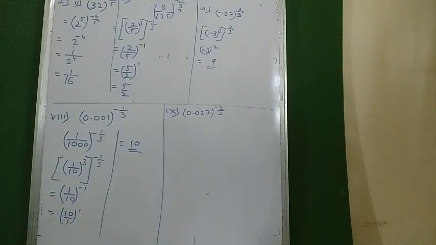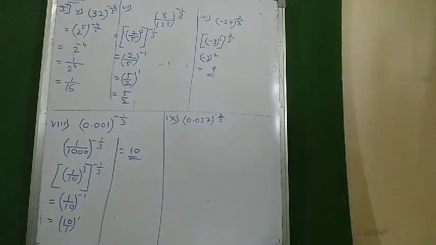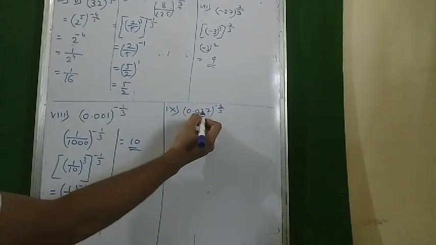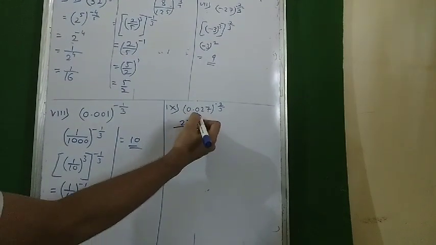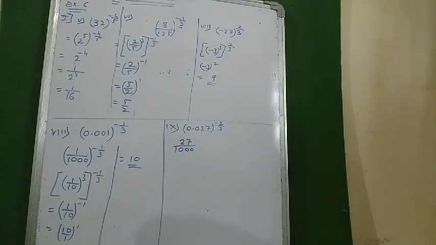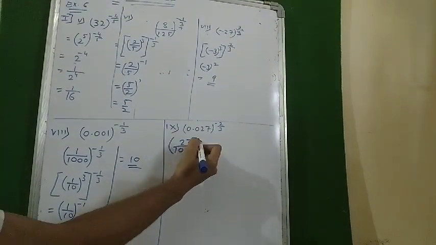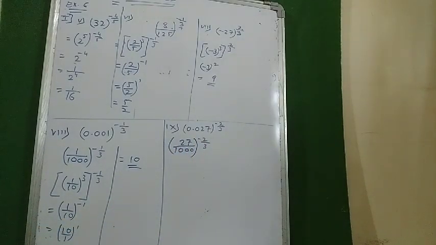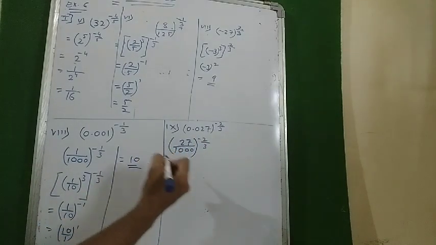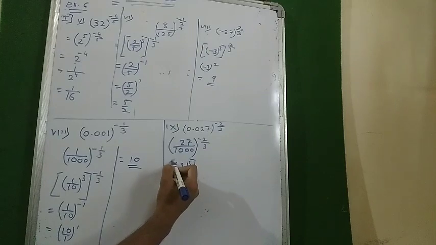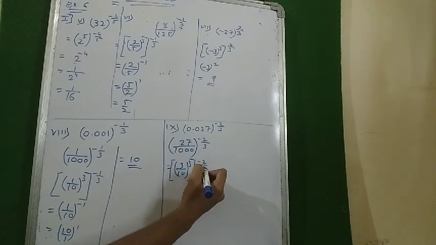Okay. Now we'll move to the next one, the ninth one, and the last part of the first. We have 27 upon, after the point there are 3 numbers, so it is 3 zeros including 1, raised to minus 2 upon 3. See, if there is 3 in the denominator, it means it is something related to cube. So it is 3 upon 10 cube, whole raised to minus 2 upon 3 as it is.